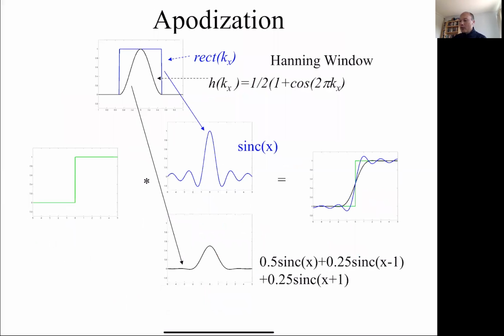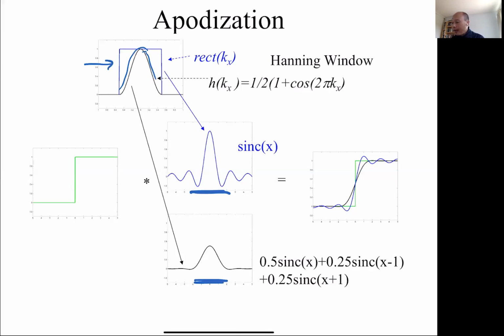Another thing you could do: we've talked about using a rect function to window, so we have a very sharp cutoff, similar to the Ram-Lak filter in CT, where we had a very sharp cutoff in Fourier space. Instead of a very sharp cutoff, you can use what's called an apodization window, similar to the Hanning windows and Hamming windows you saw in CT. So we can have a very smooth roll-off in k-space. We generally weight the data in k-space. And now instead of convolving with a sinc function, you're convolving with something a lot smoother. In this case, it's the Fourier transform of a Hanning window.